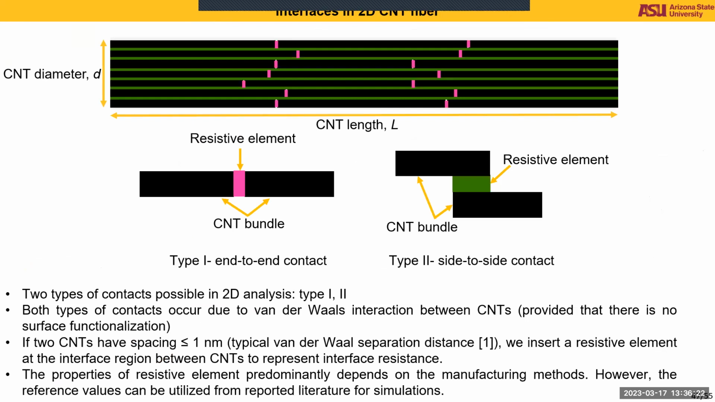So when you place CNT bundles in the axial direction, obviously you are going to get some inter and intrabundle voids. To model those voids, we use the same exact method we use for the copper CNT model, that we add a resistive element between two CNTs if the interspacing is less than 1 nanometer.